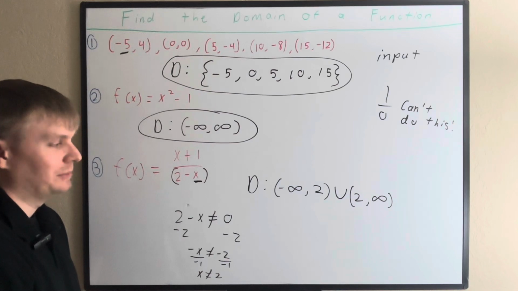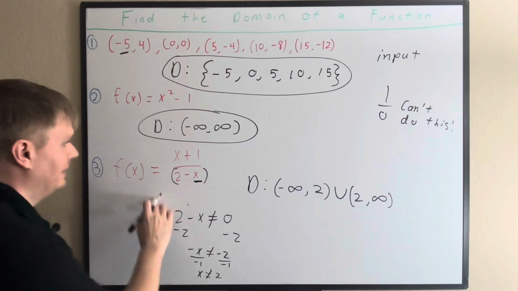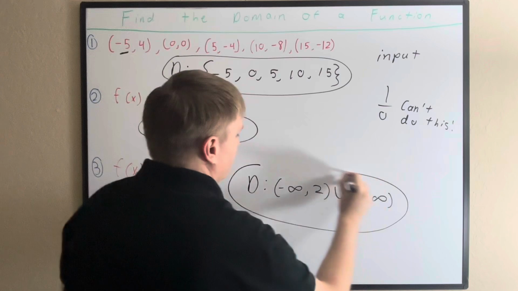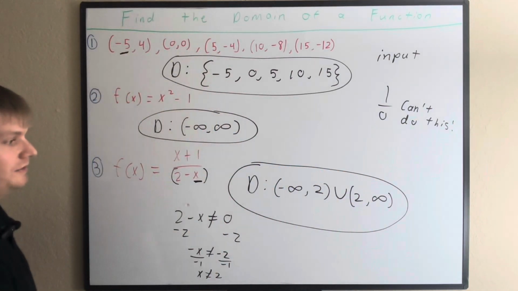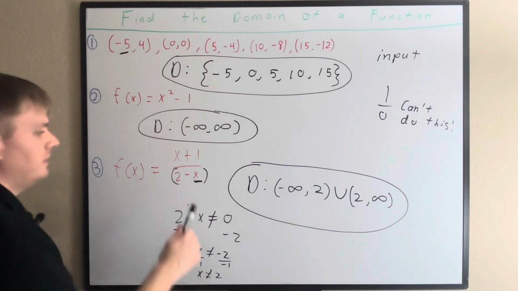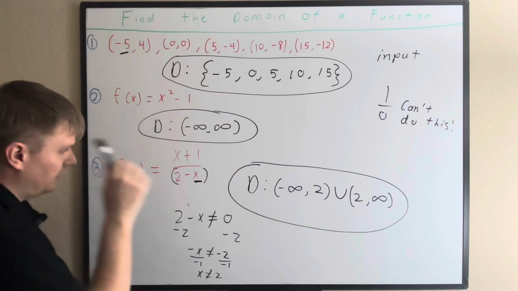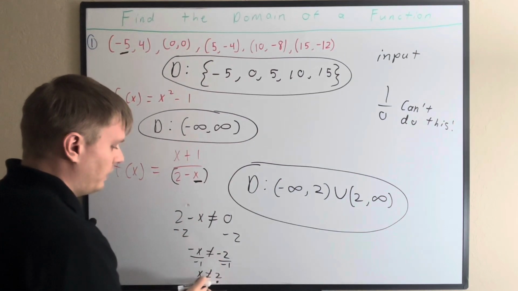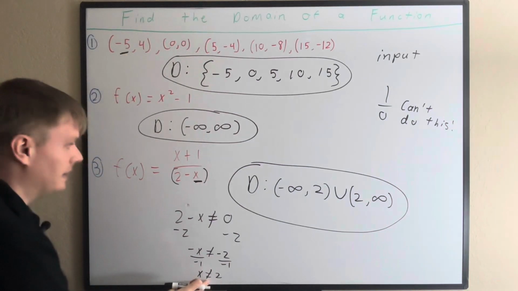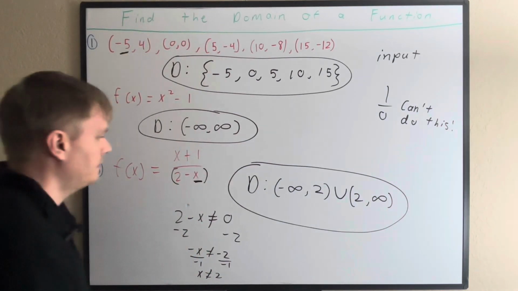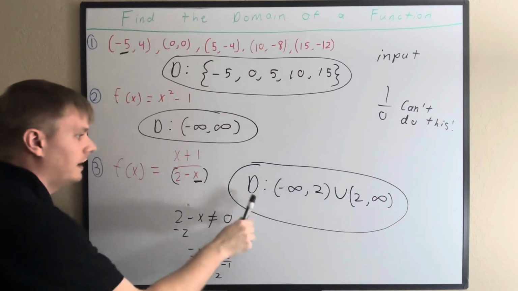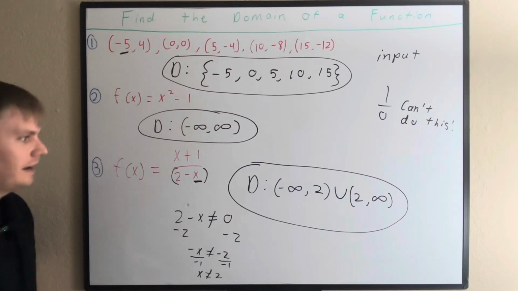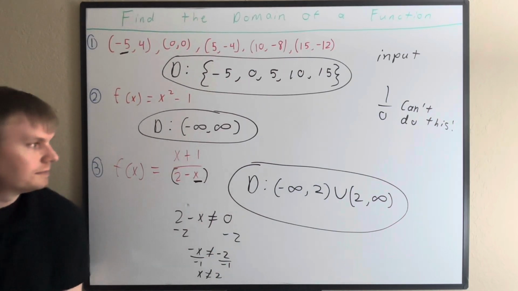For some reason, we don't like the number 2 in this particular function. It's just undefined. We can't figure it out. But that is one thing you got to look for. If you have a denominator, make sure if there's a variable in there that you figure out which value or values it needs to be to make that denominator 0, because it cannot. X cannot be that number that makes that denominator 0.